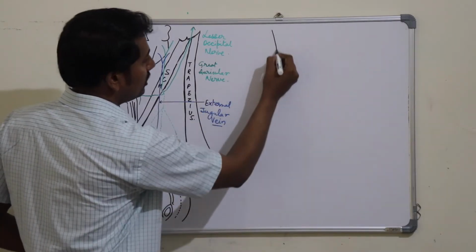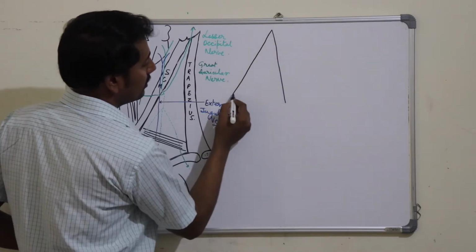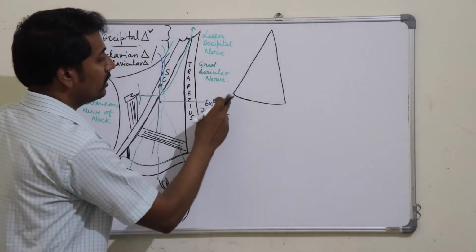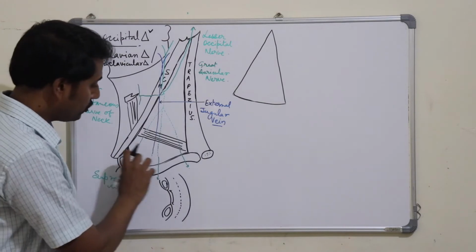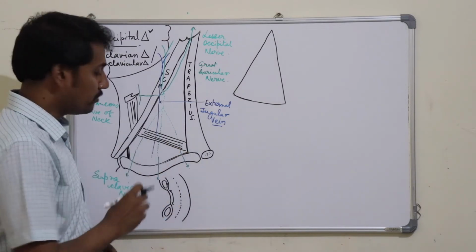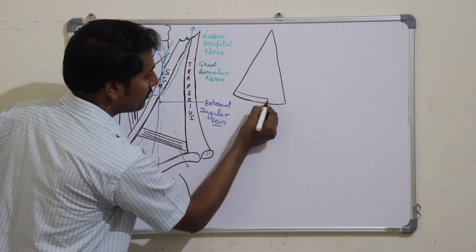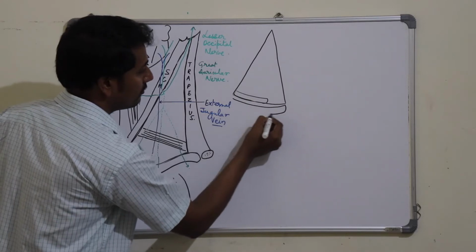So this is the posterior border, this is the anterior border, and this is the base of the posterior triangle. To see the floor of the lower part of the posterior triangle, we have to remove the clavicle. By removing the clavicle, we will see the first rib here, and below the first rib will be the second rib.